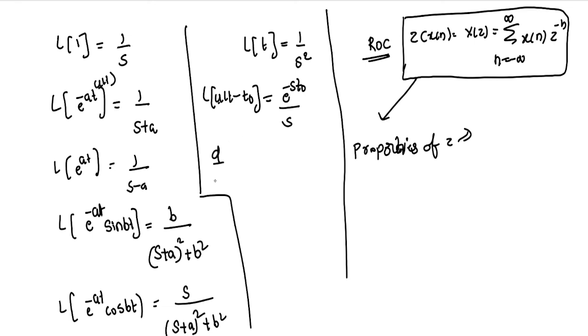The Laplace transform of d by dt of x of t is equal to s into X of s. Similarly, the properties of the Z transform are also there, such as the linearity property. If the x of n function is given, you can substitute it here, then expand it, and then you will get X of z.